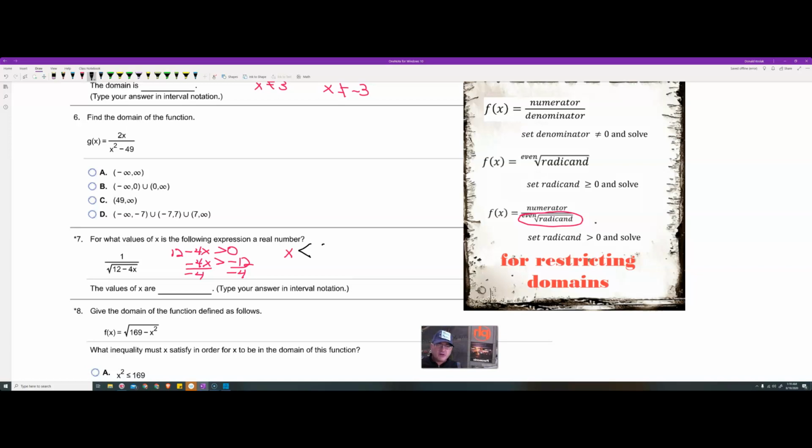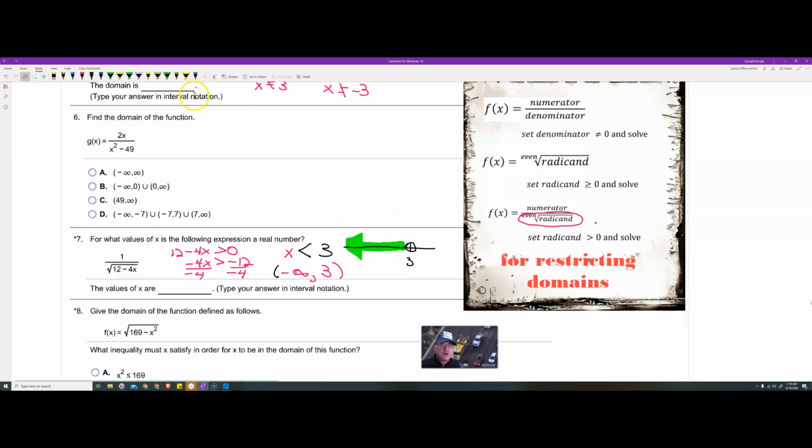And then over here I would have 3. So now my answer is going to be all of the numbers that are smaller than, but not including, 3. So that's everything to the left of 3. And I would express that as negative infinity up to 3, but don't include it because that doesn't have an equals on it.